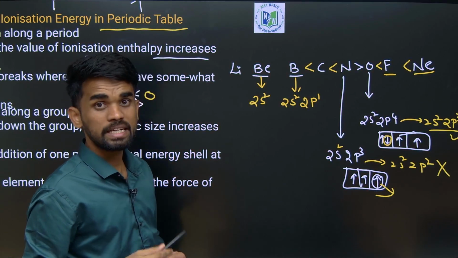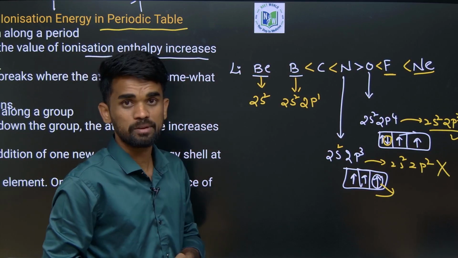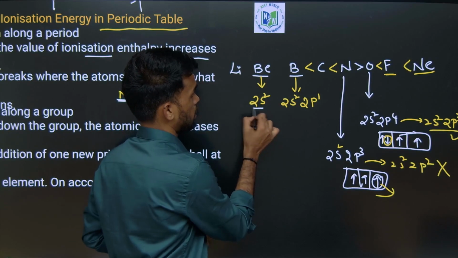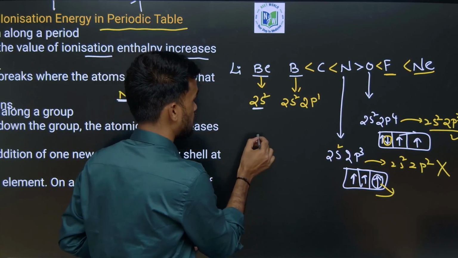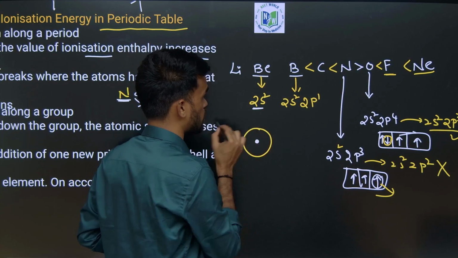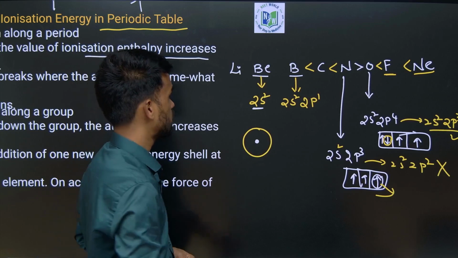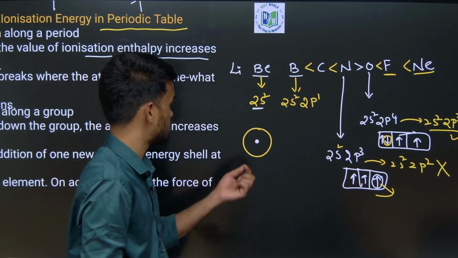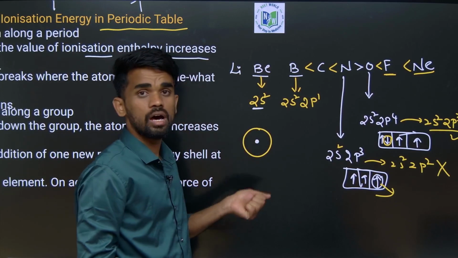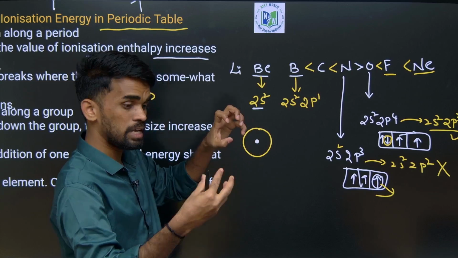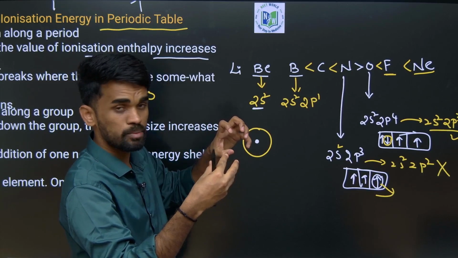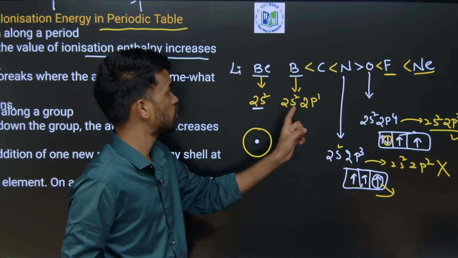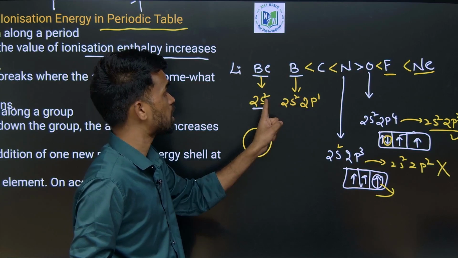The one is penetrating capacity. What do we mean by penetrating capacity? Here in beryllium, this is the nucleus, and the electrons are in the s orbital. We know the s orbital is spherical in shape, which is very close to the nucleus. Therefore, it is very difficult to remove an electron from the s orbital because it is closely bound to the nucleus. The electrons in the s orbital are strongly held by the nucleus when we compare with the p. Therefore, we can easily remove from p when we compare with s.